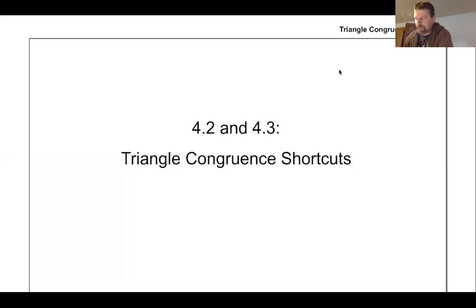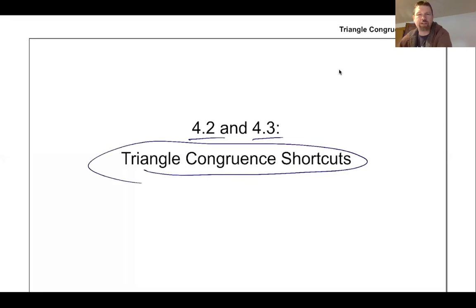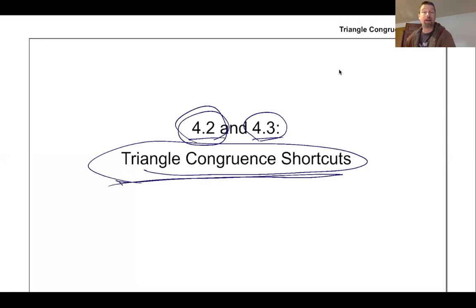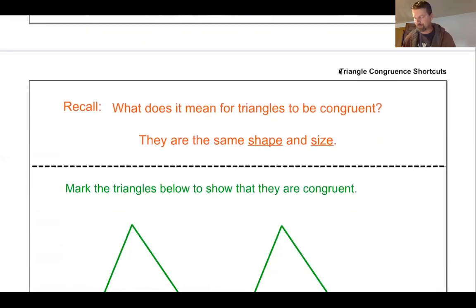All right, welcome to 4.2. 4.2 and 4.3 both cover triangle congruence shortcuts. We're going to talk about three of them, well, really only two of them today, and the others when we cover 4.3. So today, triangle congruence shortcuts. Let's talk about what that means.